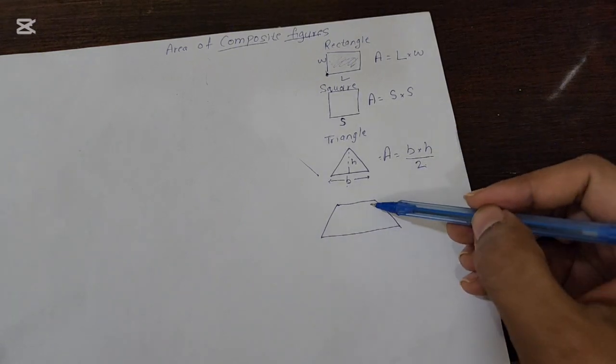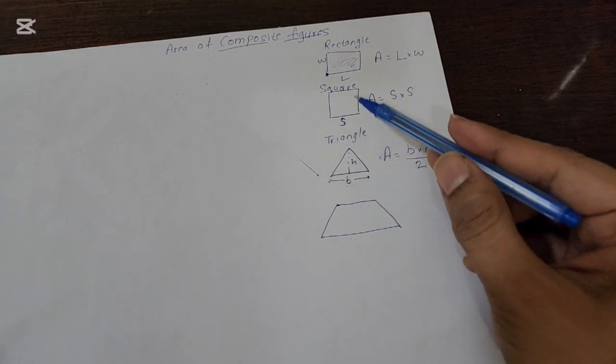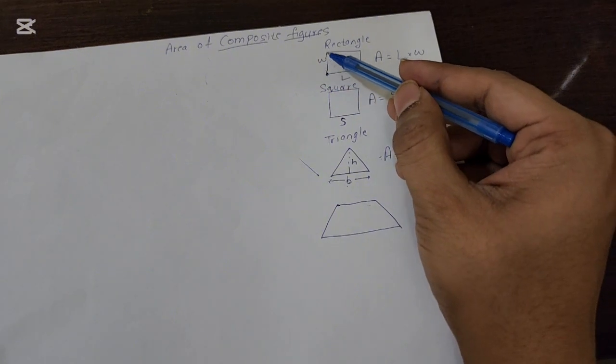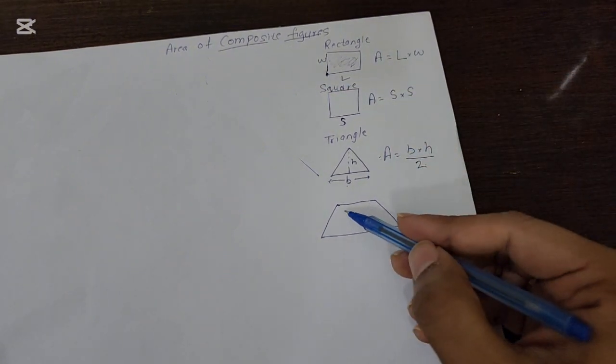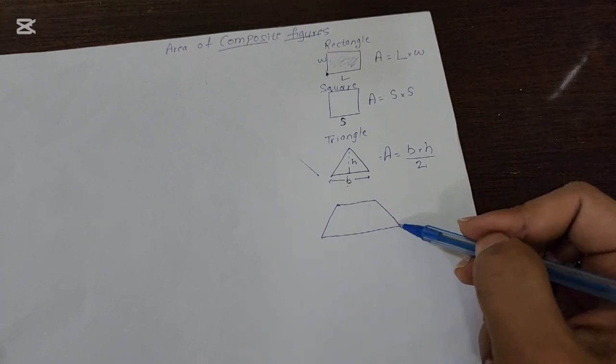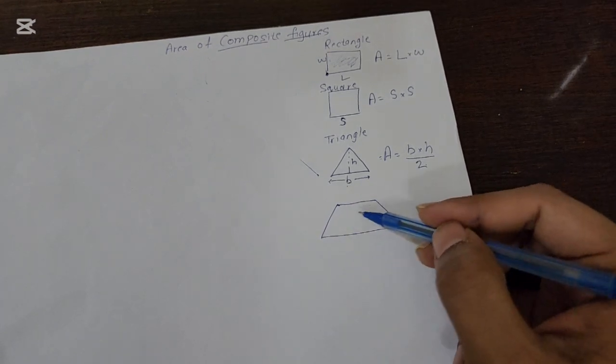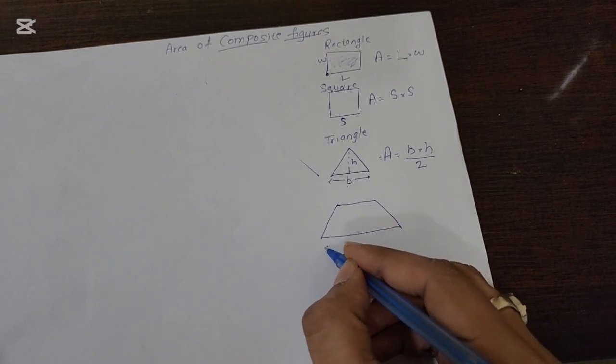See, a trapezoid also has 4 lines, right? But it is different than a rectangle. In the rectangle, the 2 lines are completely straight, right? The angle here is 90. But here in the trapezoid, these lines are not straight, okay? So whenever you see this kind of shape, we call it a trapezoid, okay?